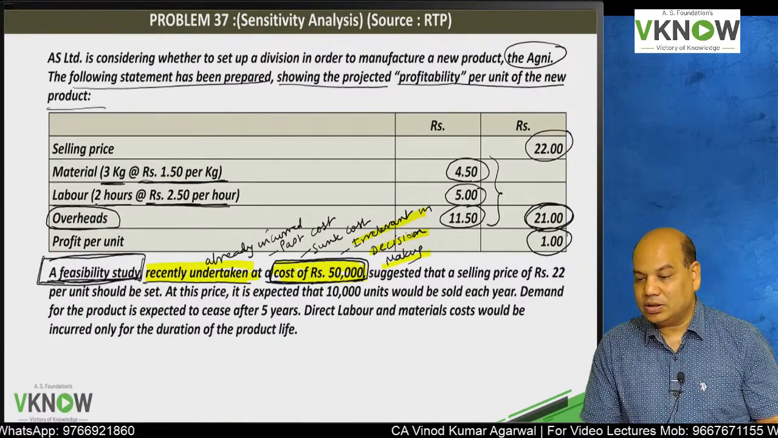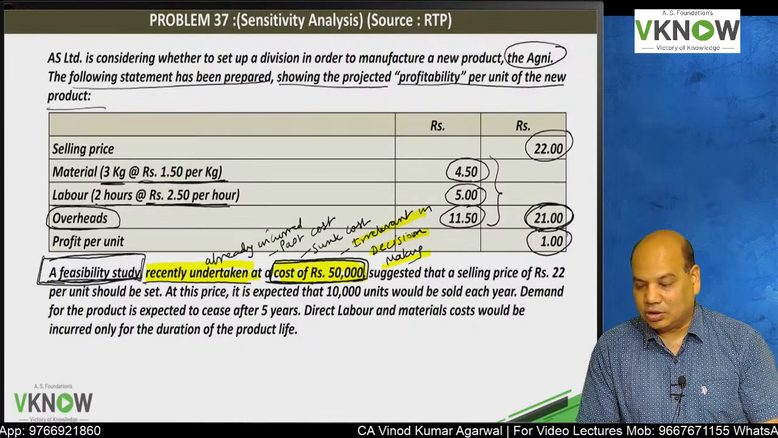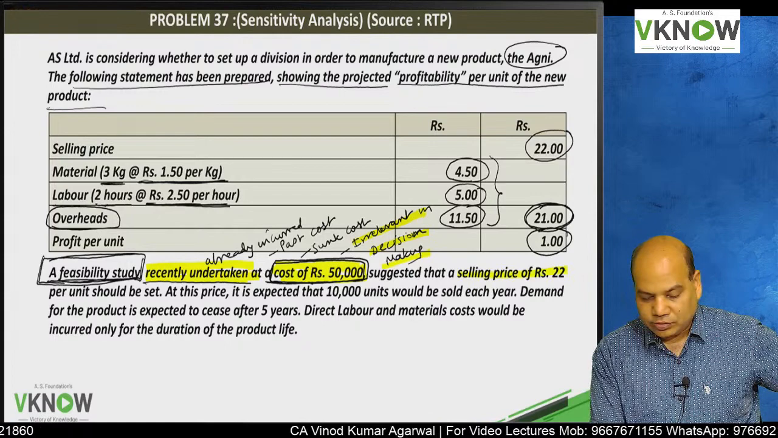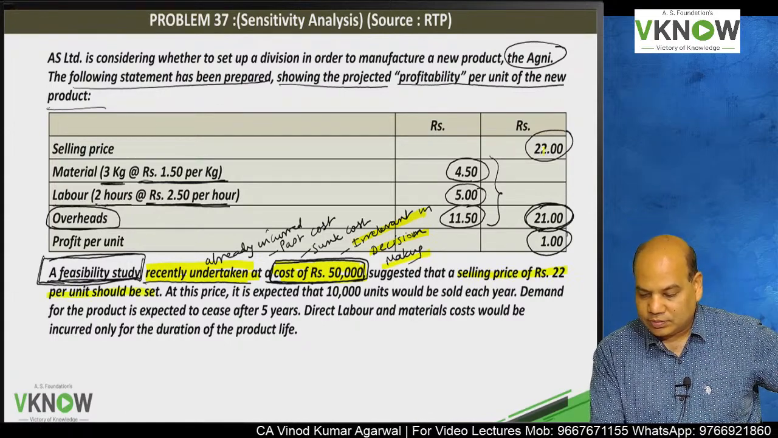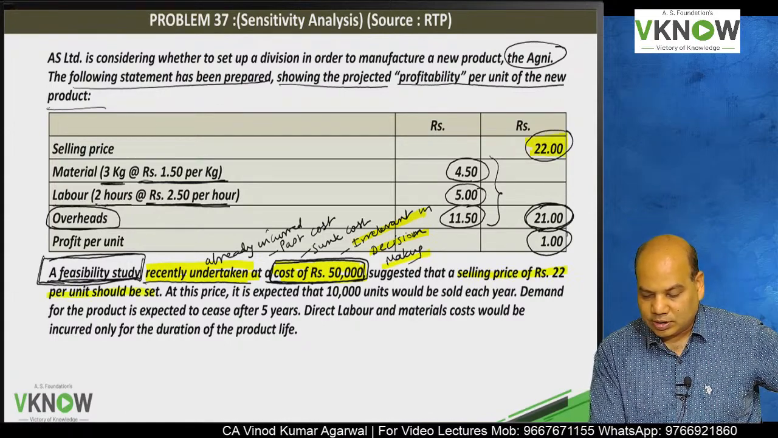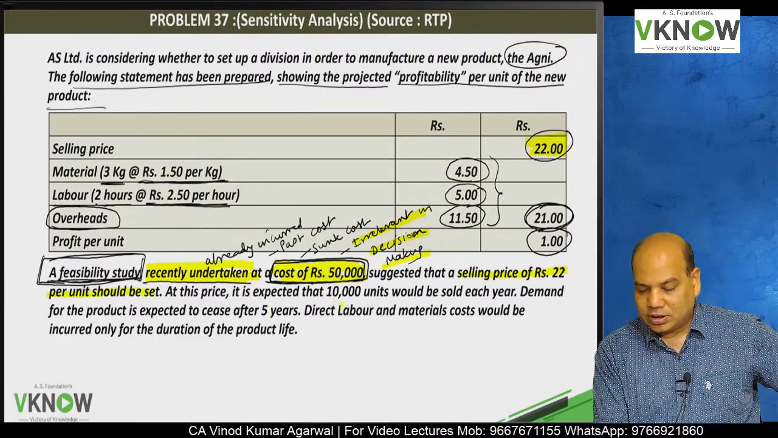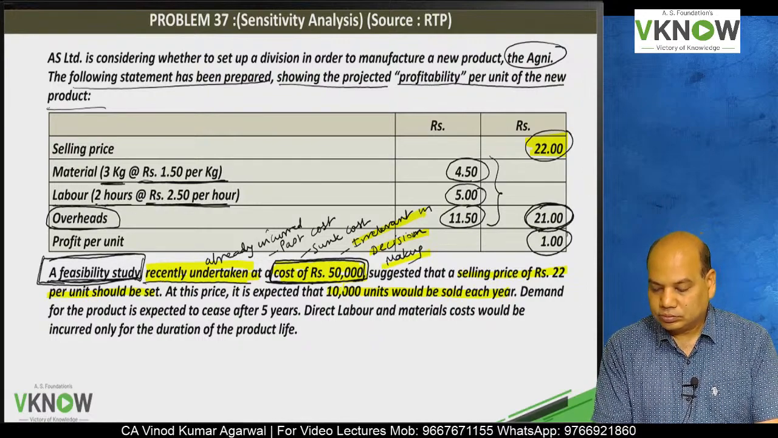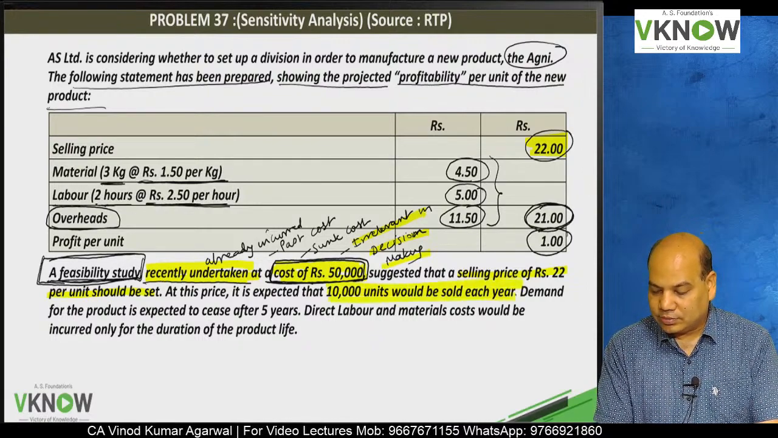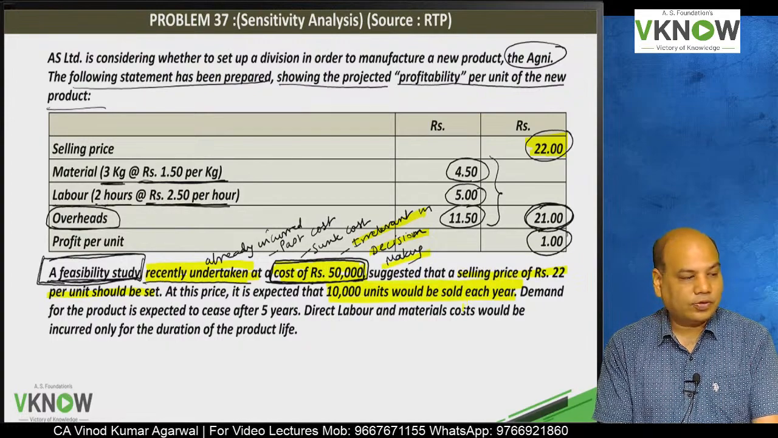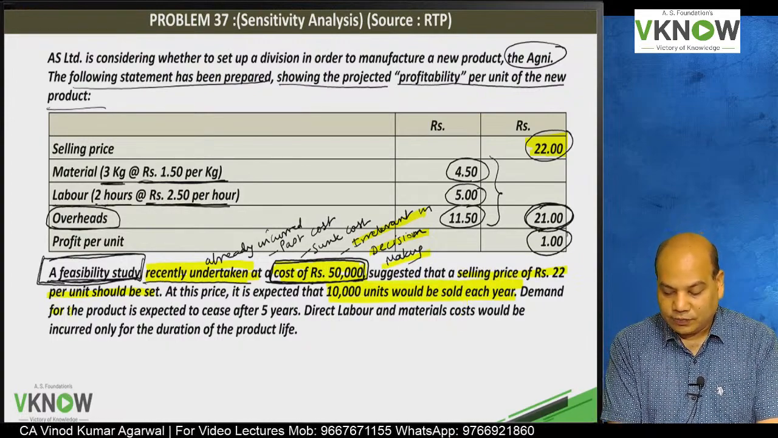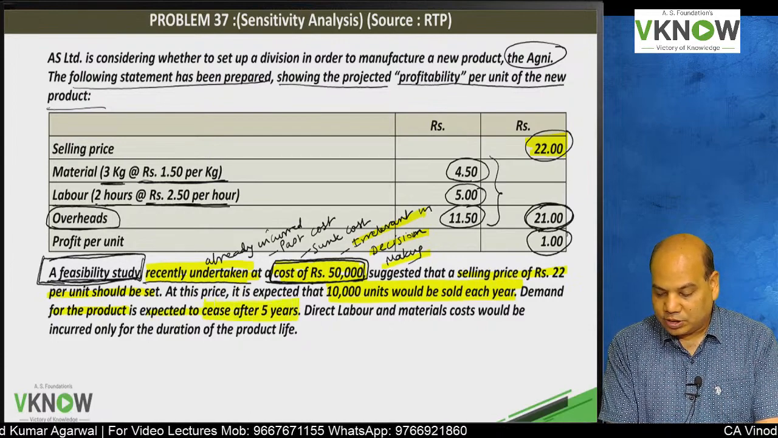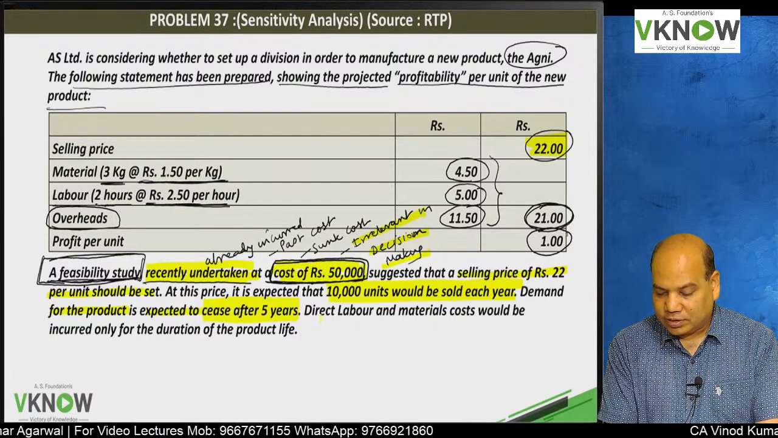A feasibility study recently undertaken at a cost of 50,000 suggested that a selling price of 22 rupees per unit should be set, and that is how this 22 has come here. At this price, it is expected that 10,000 units will be sold each year. Quantity to be sold is 10,000. Underline, I will require this for calculation purposes. Demand for the product is expected to cease after 5 years. The life of the asset is 5 years.